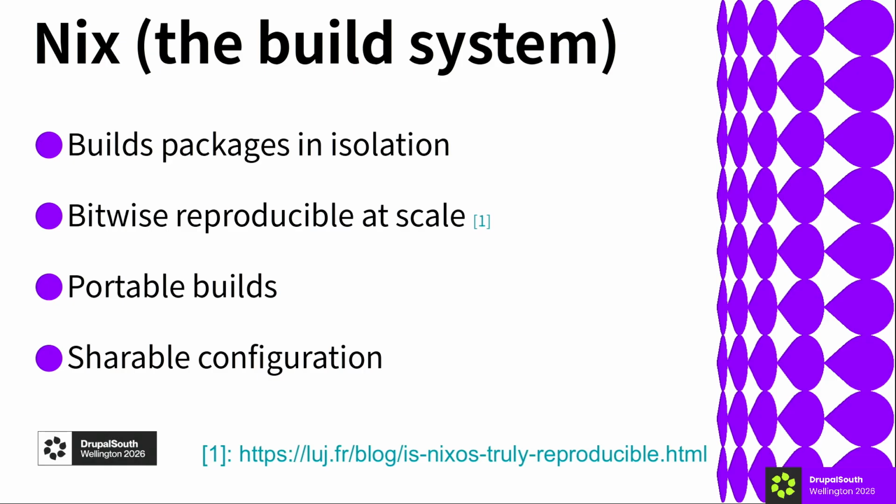Nix, the build system, allows you to build packages in isolation from one another, which ensures that they are fully reproducible and that they don't have any undeclared dependencies. Therefore, if a package works on one machine, it will also work on another, even if they're completely different CPU architectures. So Nix also makes it really easy to share development environments for your projects, even if they're using very different languages or tooling systems.